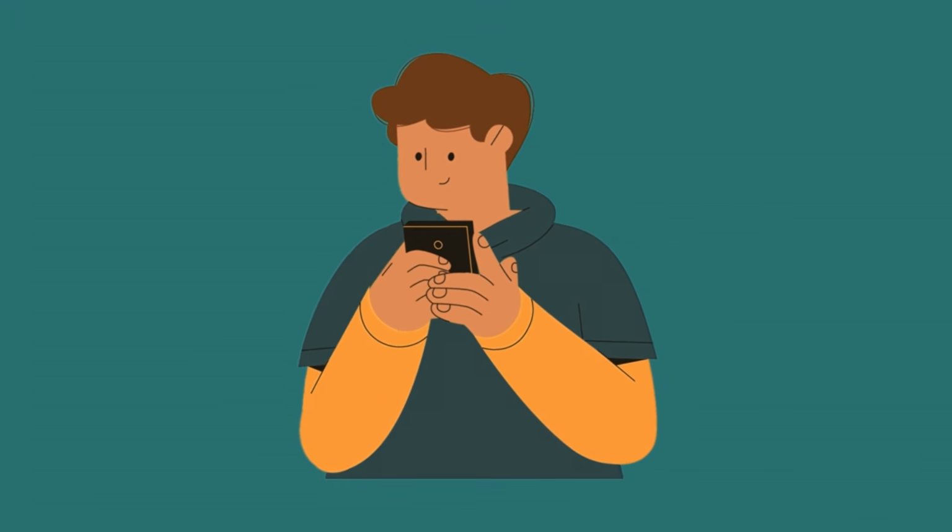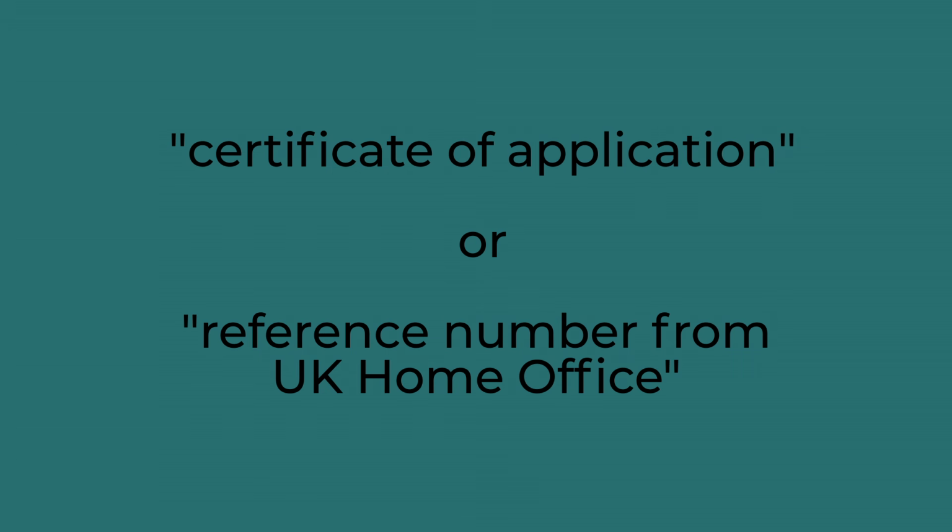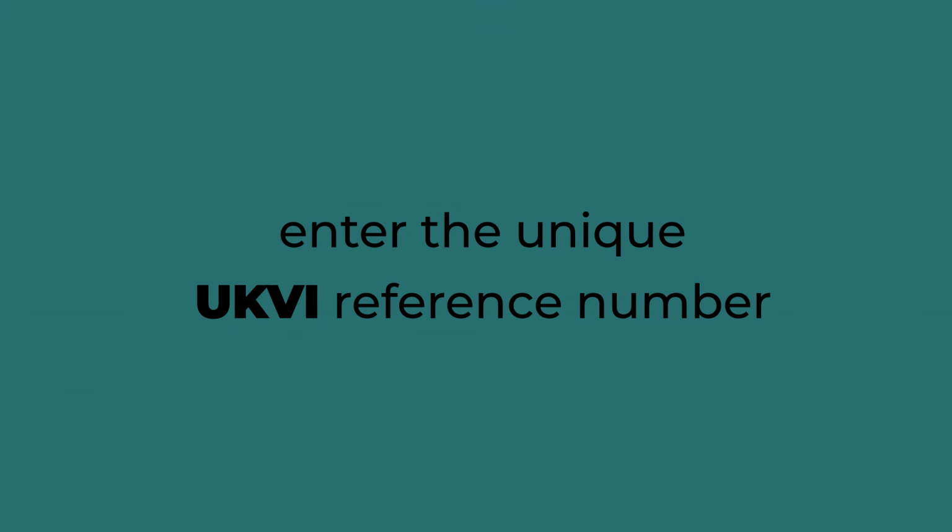Now here's a crucial step. When asked for a certificate of application or reference number from the UK Home Office, select yes and enter the unique UK VI reference number you received in the email when your e-visa was granted. Your application will not proceed without this reference number.